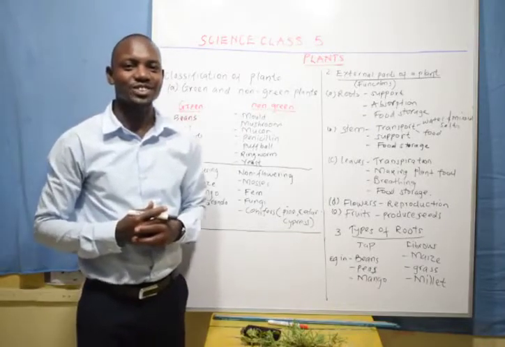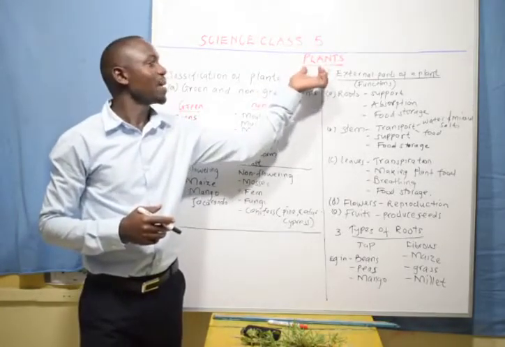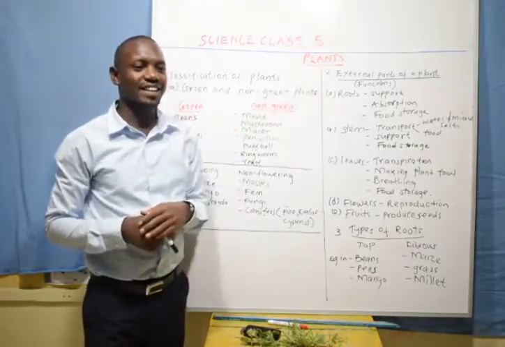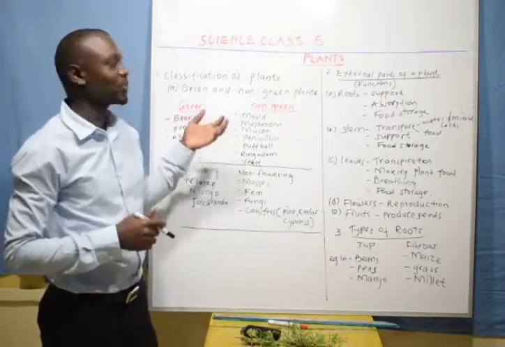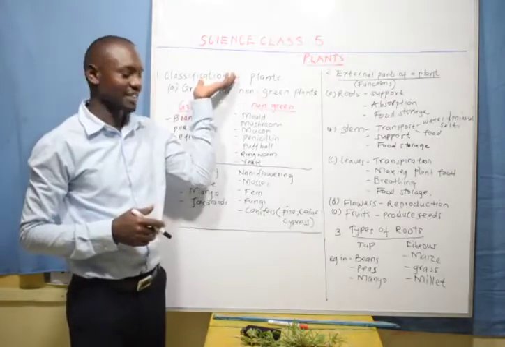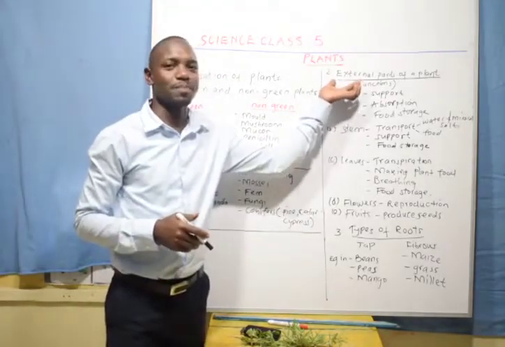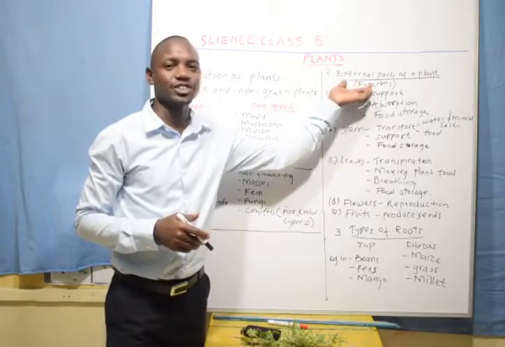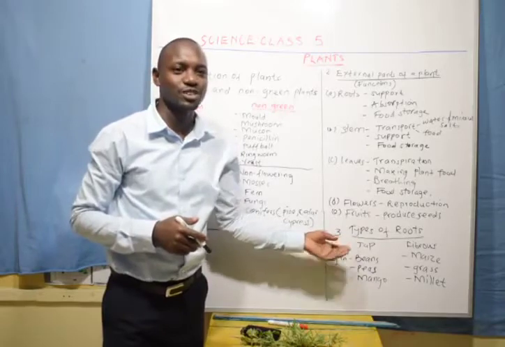This is a science lesson on the topic plants. Plants are living things, and in this topic we are going to look at three objectives. One, we are going to look at classification of plants. Two, we are going to look at the external parts of plants and their functions. And lastly, we look at the two types of roots.